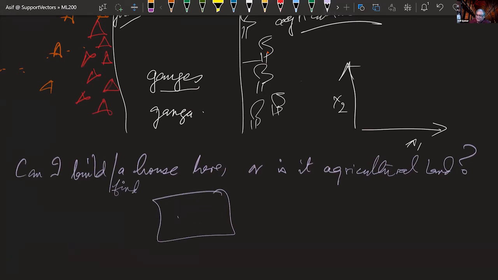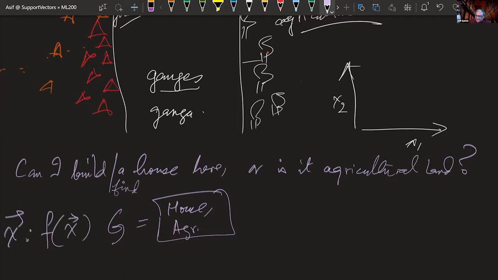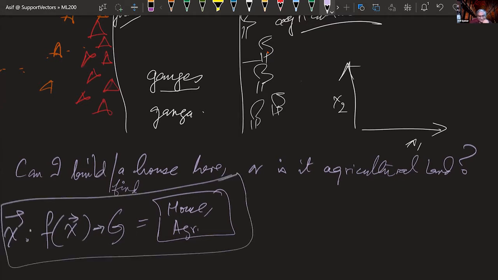Let me write it in the way that we write. The categorical variable, the space is made up of house and agri, these two things. And we have to create a classifier f(x) that, given X, will take you to either a house or an agricultural land. So does this look like a typical classification problem, guys? Yes.